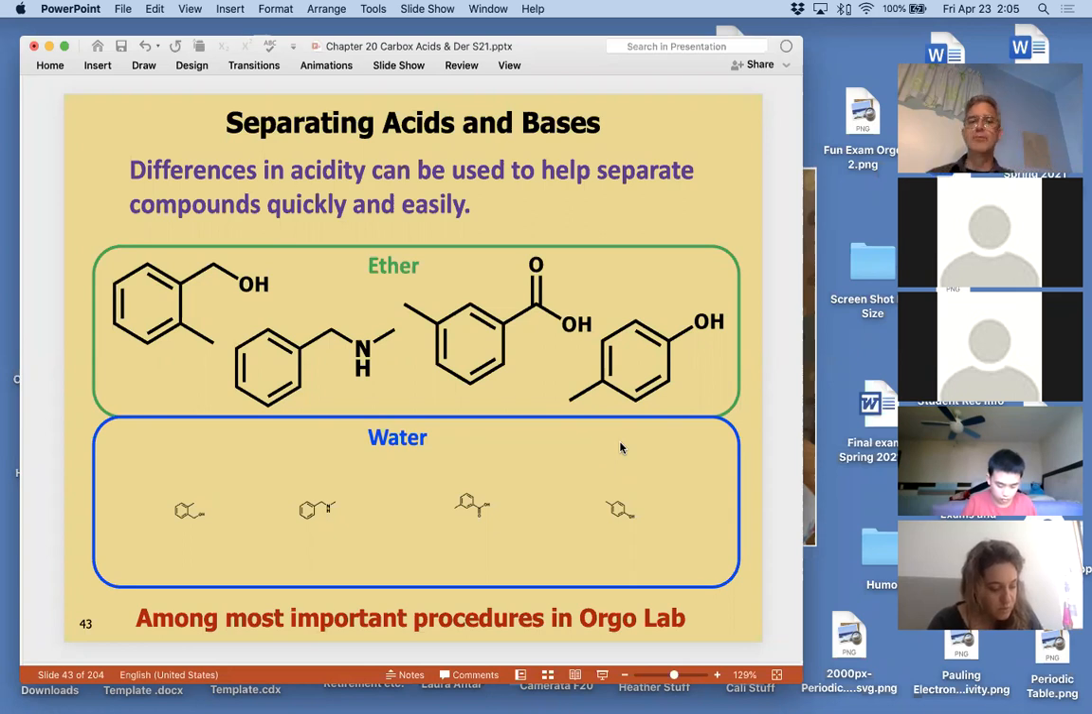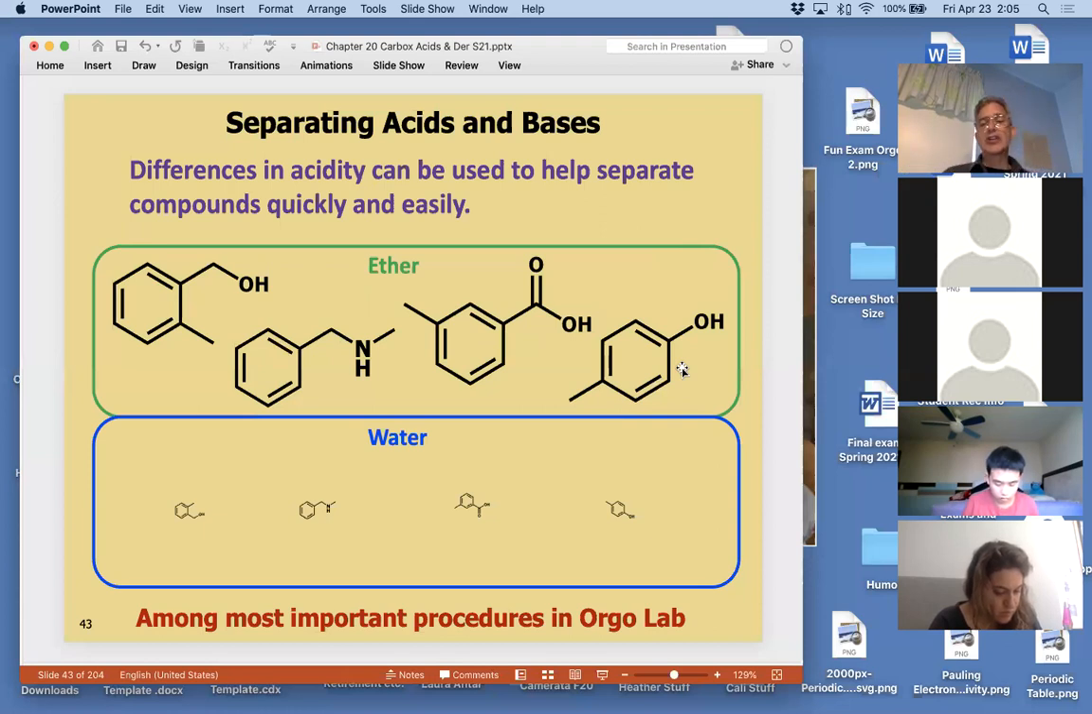This should be solid knowledge you barely have to think about if you consider yourself good at organic chemistry, especially in the lab. This is day in and day out. Okay, so my example, the green box, we'll call it, is ether. And I've got 4 compounds dissolved in it. An alcohol, an amine, a carboxylic acid, and a phenol.